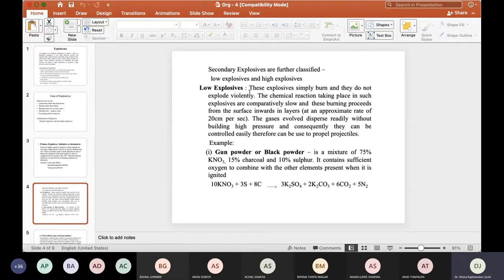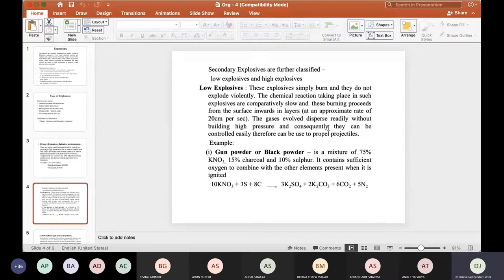So low explosive means there is no sudden, violent explosion, but they simply burn. It is said that the speed may be 20 centimeter per second, or may vary a little. This is an approximate rate. They simply burn and they do not explode violently. The chemical reactions taking place in such explosives are comparatively slow, and the burning proceeds from the surface inwards.